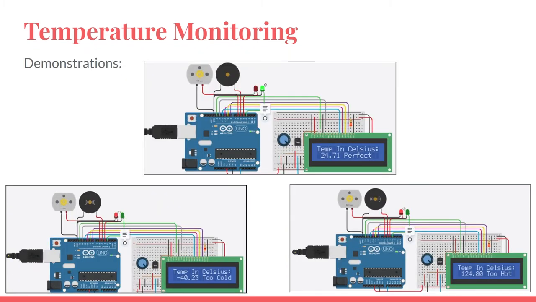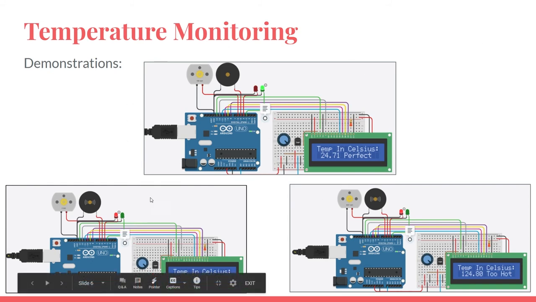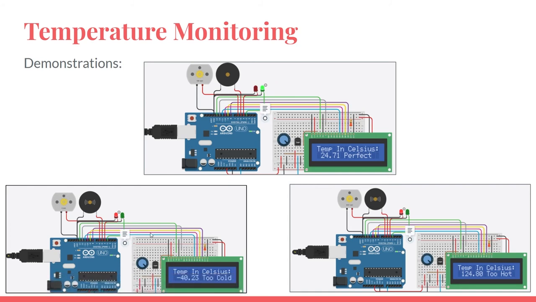So here are the 3 demonstrations of the different states of the system. We have our too cold, perfect, and too hot. They all show the temperature, the state, whether it's perfect, too hot, or too cold, and a red or a green LED telling you what state it's in. The fan is either off, running slowly, or running extremely fast, and the buzzer is either on or off depending on the state.